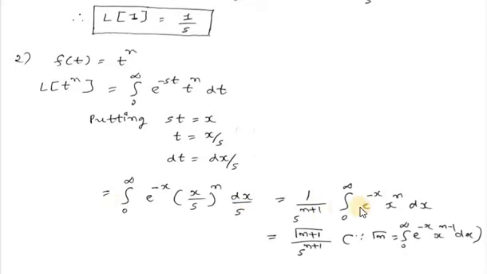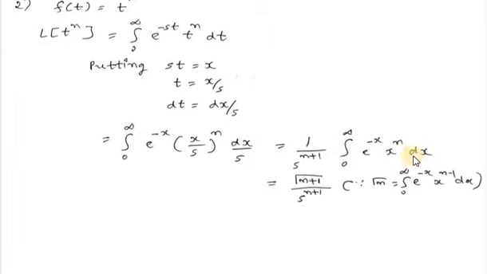So integration from 0 to infinity e raised to minus x as it is, it will become x raised to n dx, and divide by s raised to n into s raised to 1, it will become s raised to n plus 1. Now to integrate this function, we will use a special function, that is the gamma function. So we have gamma n equals integration from 0 to infinity e raised to minus x x raised to n minus 1 dx.